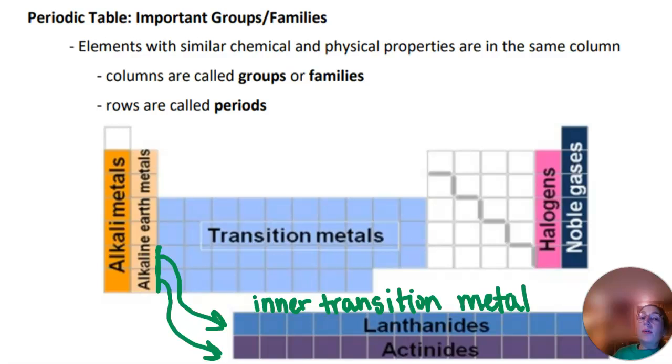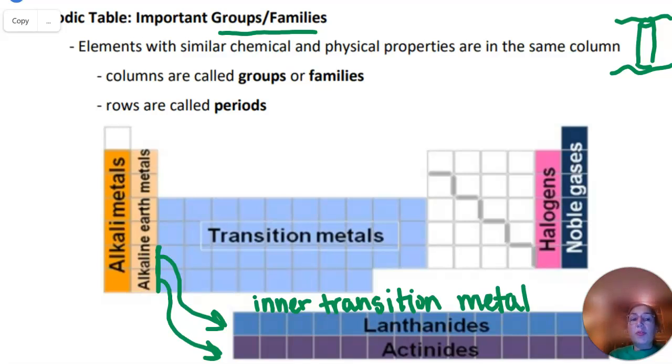Okay, so on our periodic table, there are these important groups or families. Group and family means the same thing. These are elements with similar chemical and physical properties, and they're often in the same column. Columns go up and down, they hold buildings up. This is a vertical column, can hold up a building. And so our columns are called groups or families. So that first column on the periodic table is called the alkali metals. And then we have the alkaline earth metals.